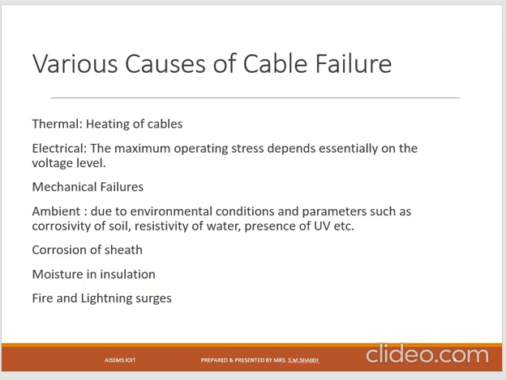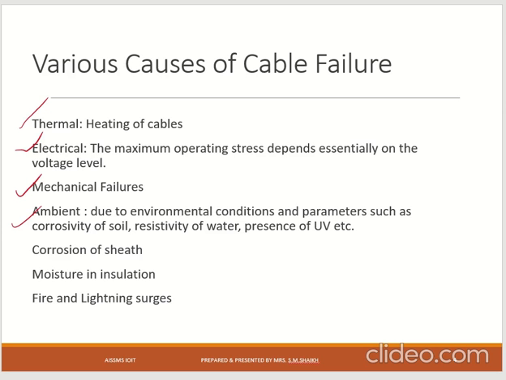Now let us see various causes of cable failure. Broadly, these causes of cable failure can be classified as thermal causes, electrical causes, mechanical causes, and then there are general causes, which are due to ambient temperature, that is due to environmental conditions and parameters such as corrosivity of soil, resistivity of water, presence of UV, etc. Then corrosion of sheath, moisture in the insulation, fire and lightning surges.